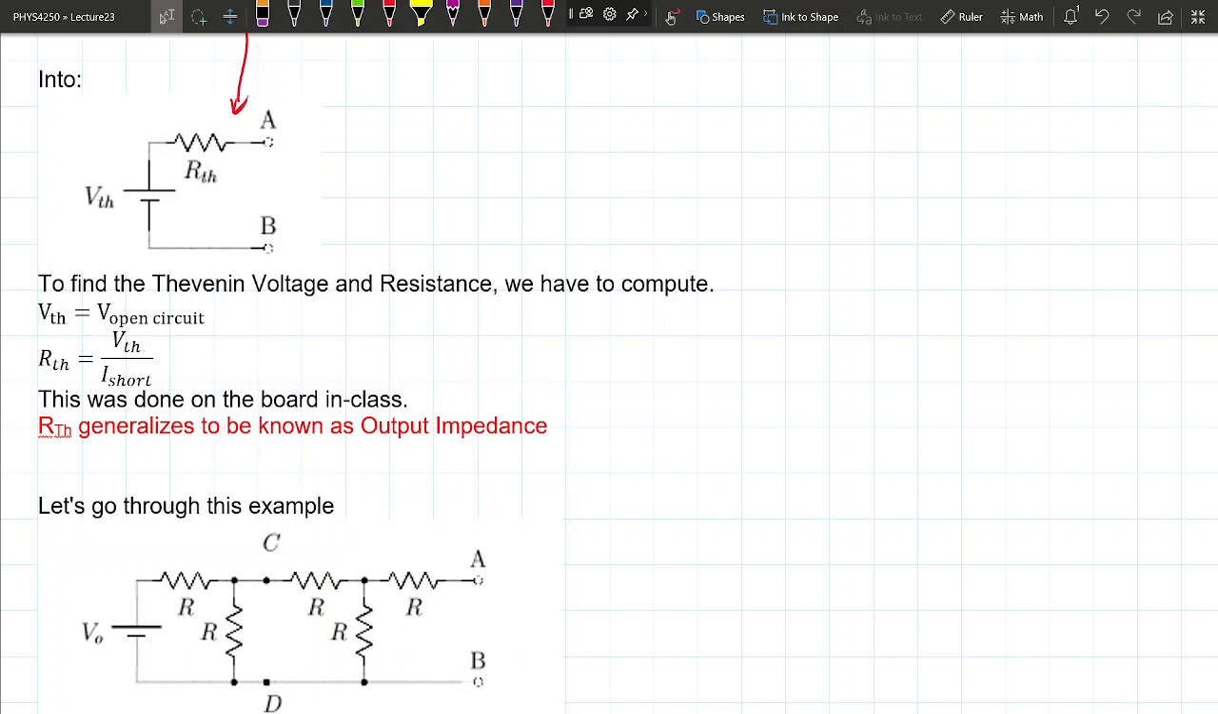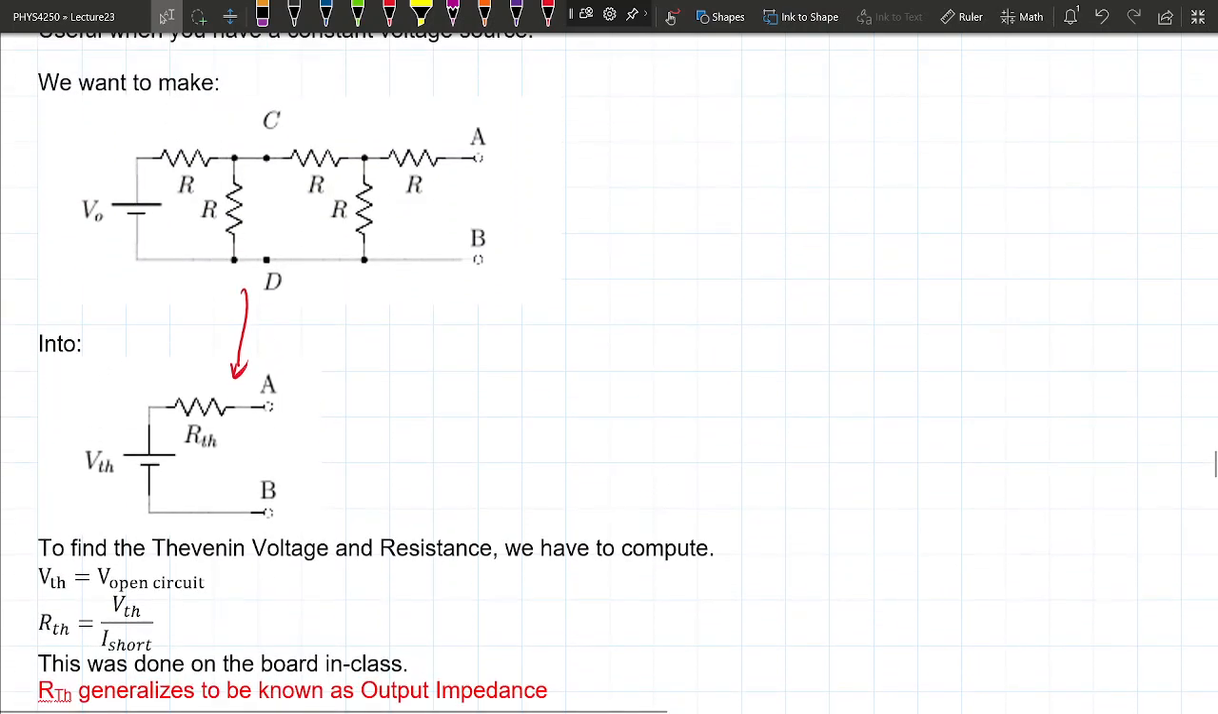To find the Thevenin equivalent voltage, this V Thev, we're going to compute what the voltage is when this is on open circuit. Open circuit means A and B are not connected to each other. You just leave it open, because we're going to start putting a load on this, R L, and then we're going to see what happens.